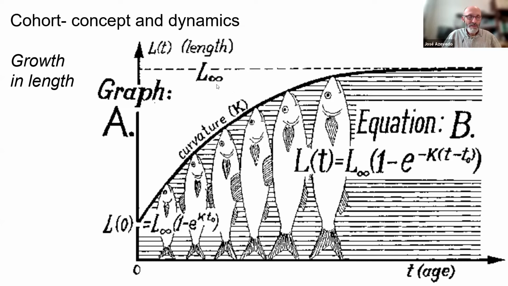Another parameter which I've just mentioned in this equation is K. K is the rate of growth, right? So a larger K means that the fish grow faster. A smaller K means that the fish grow more slowly. And these two parameters have been used to represent most shapes of most growth curves in fish.